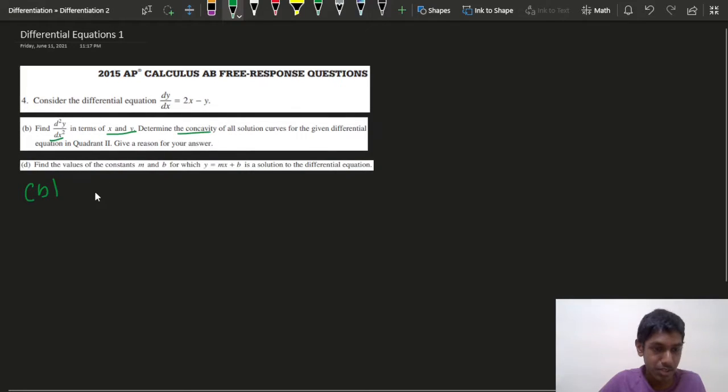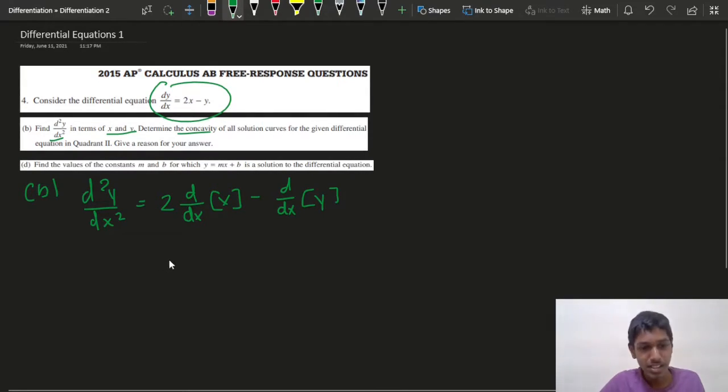So part B, we have to find the second derivative in terms of x and y, and we've got to also determine the concavity. So let's first start by differentiating both sides of this, right? When you differentiate the first derivative, you're going to get the second derivative. And then over here, the derivative of x with respect to x. I'm going to write it like this, d by dx x minus d by dx y, because this is really what we are doing when we're differentiating both sides.